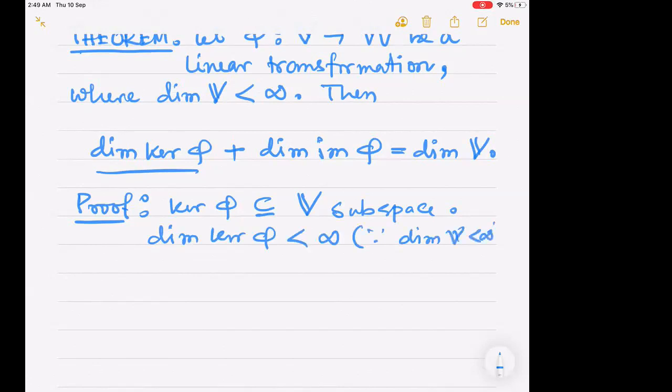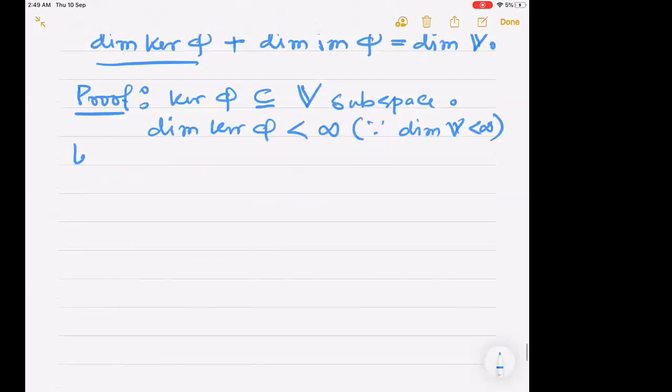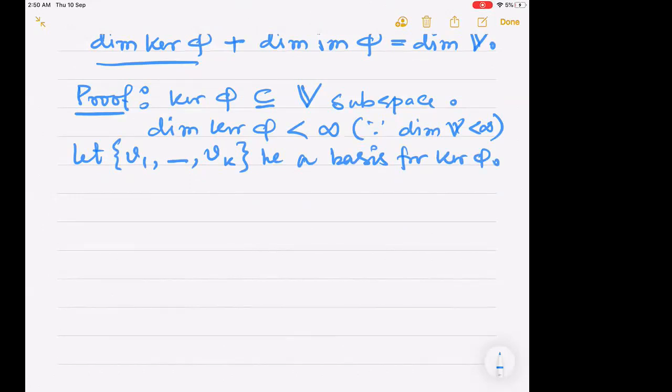Yeah. So let v1 up to vk be a basis for the kernel of phi. Yeah, such a finite basis will exist. So what does that tell us about the dimension of the kernel of phi? It's k. We are assuming that it's k.